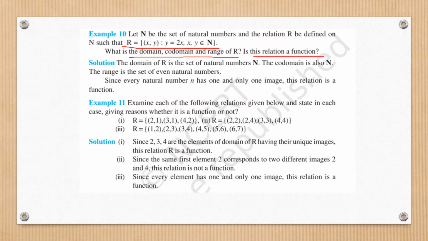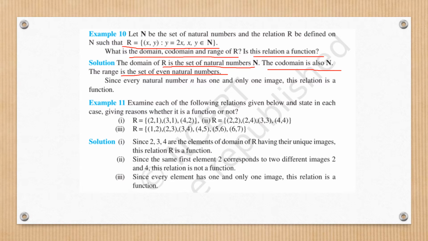Now the domain of R is the set of natural numbers. Why? Because you can put any natural number. It's an open question. y is equal to 2x. Keep on changing the values of x, you will get different values of y. And so the codomain is also N. And range is the set of even numbers. Why? Range is what we obtain by putting values. I can put any natural number, but what will I get? I'll get elements like, when x is 1, y is 2, when x is 2, y is 4. So I'll get even natural numbers. So range is the set of even natural numbers.